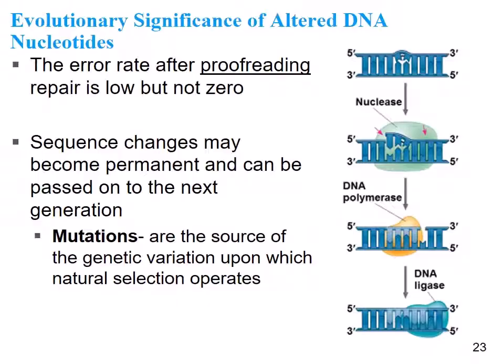But having variation in a population is something natural selection can work on. And we'll talk more about evolution in Unit 5. So if it's still kind of a mystery at this point, don't worry, we will get it cleared up by Unit 5.